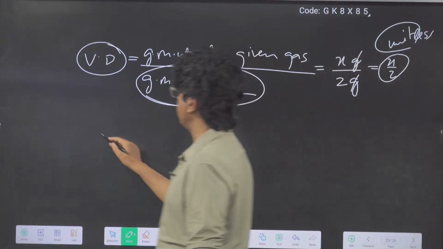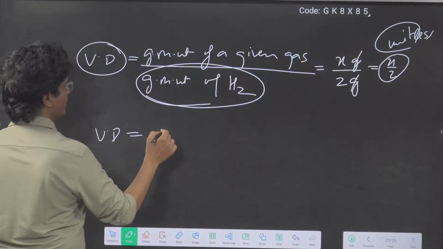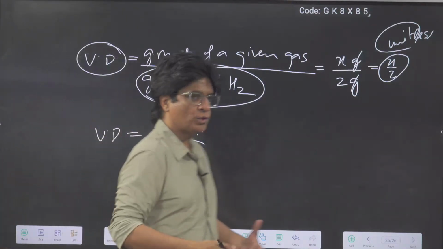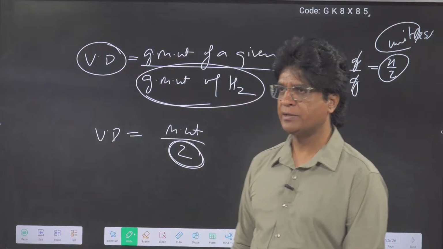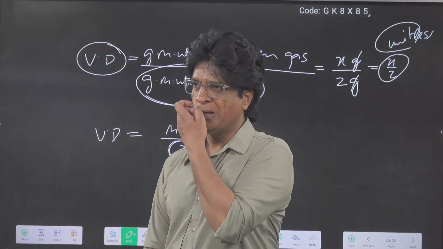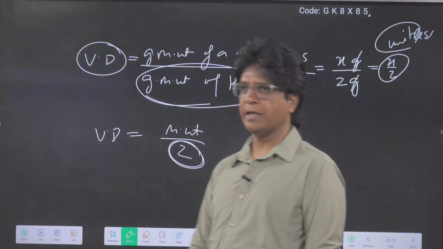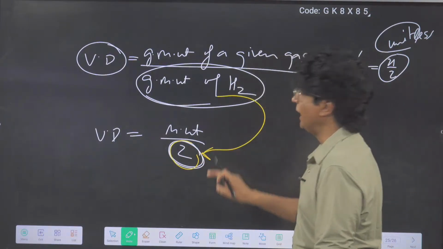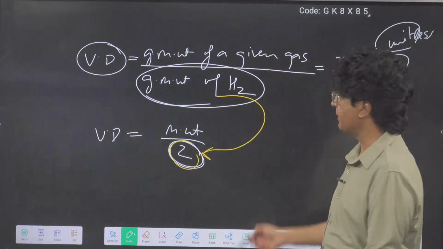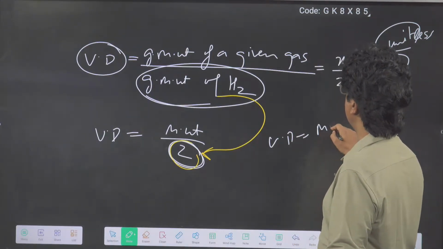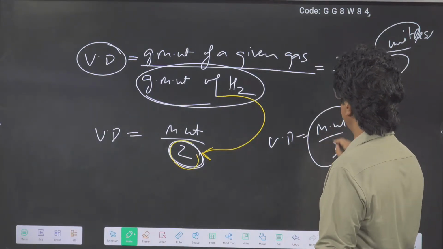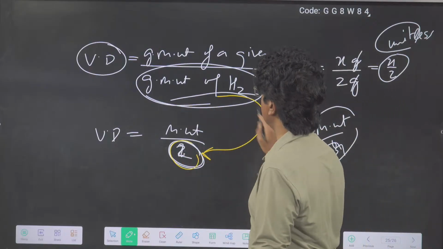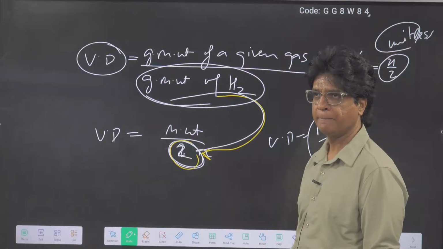So once you say that vapor density is molecular weight upon 2, what is the source of this 2? Why is this 2 there? We rarely ask this thing, right? H2 is the reference gas out here, right? So this 2 comes from molecular weight of hydrogen. I mean, it was not that vapor density could have been molecular weight by 3 or 4 or 5. It is by 2. The source of this 2 is gram molecular weight of hydrogen.